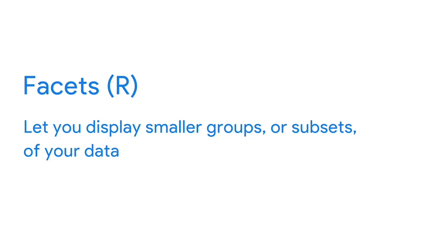Welcome back. In this video, we'll learn how to use the ggplot2 facet functions to display our data in new ways. Facet functions let you display smaller groups or subsets of your data. A facet's a side or section of an object, like the sides of a gemstone. Facets show different sides of your data by placing each subset on its own plot. Faceting can help you discover new patterns in your data and focus on relationships between different variables.